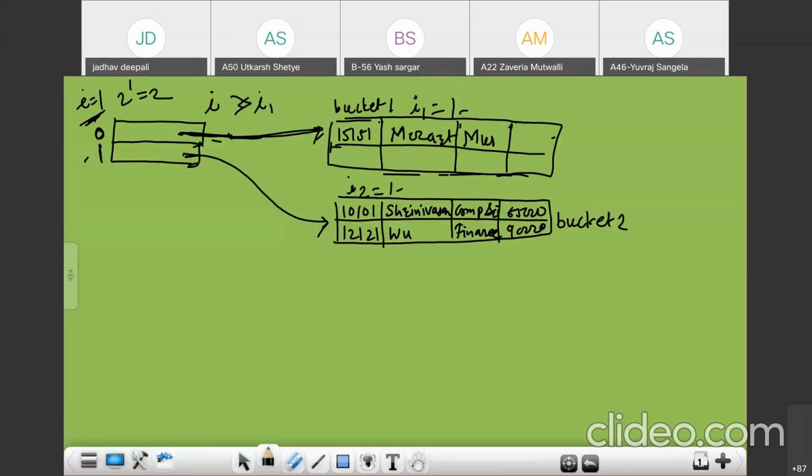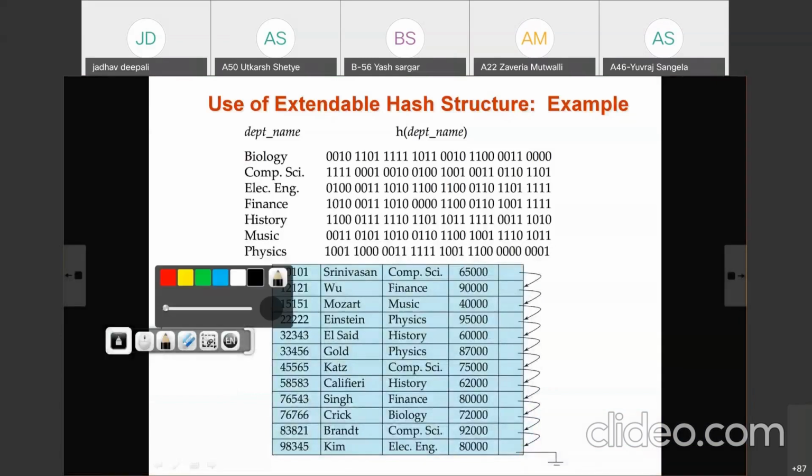40,000. Now we move towards the next one, that is Einstein with physics. Now see physics. What is the first bit? We consider only the first bit. Why? Because I1 is equal to 1, I2 is equal to 1 and I is also equal to 1. So we consider only the first bit. What is the first bit of physics? It is 1.